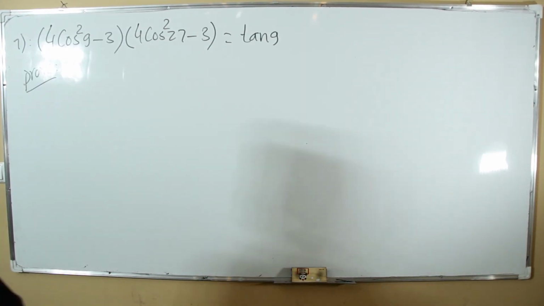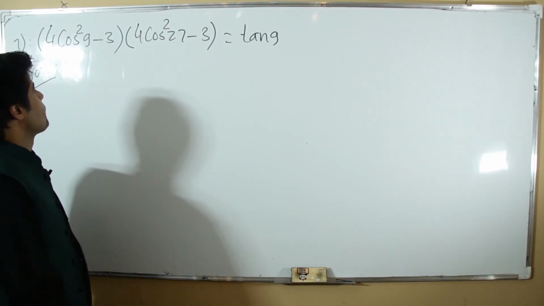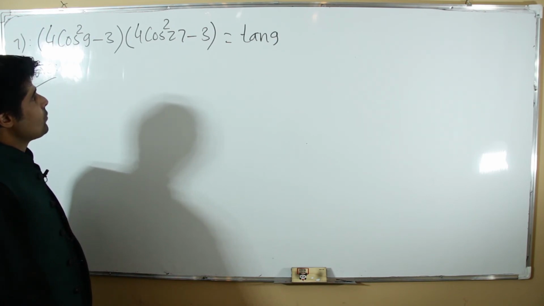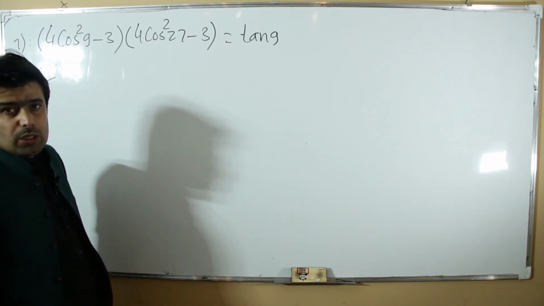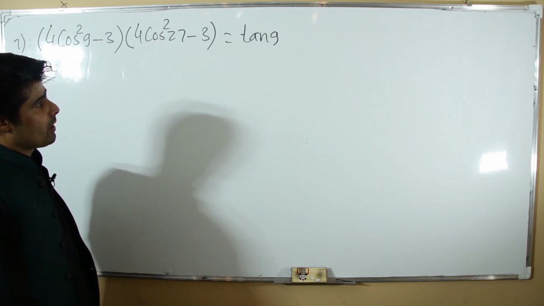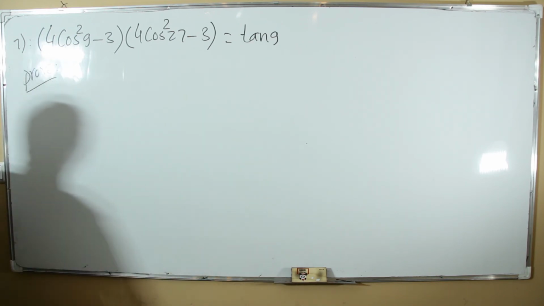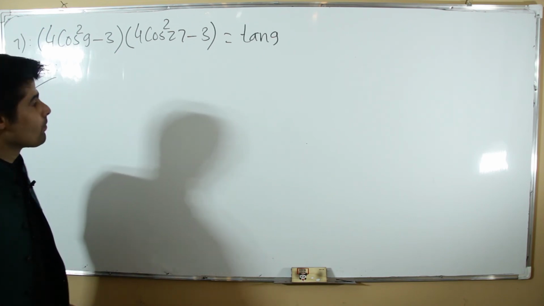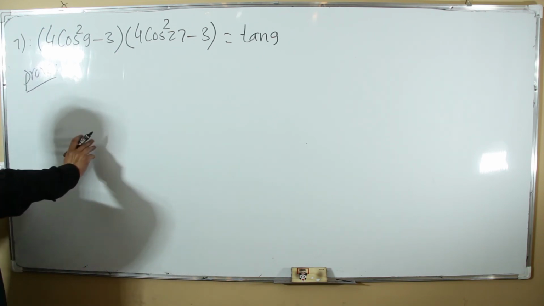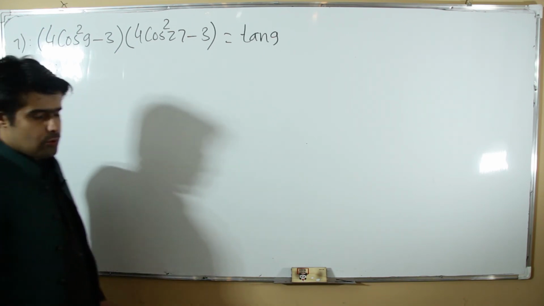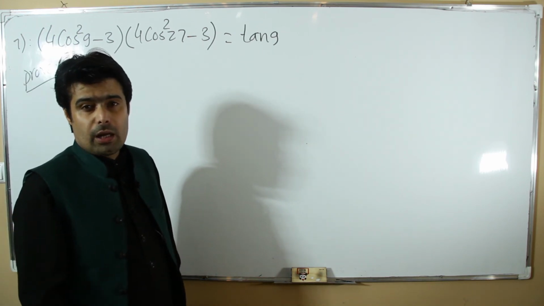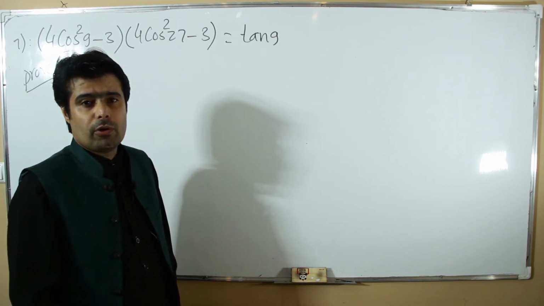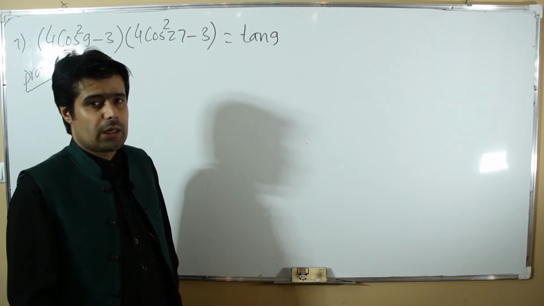Question number 7. 4 cosine square 9 minus 3 times 4 cosine square of 27 minus 3 should be equal to tangent of 9. Now you have to prove this one. The LHS should be the same as the RHS. By the way, it's very simple. One thing you have to know: if you have the numbers 4 and 3, it means it is the formula for cosine of 3x or sine of 3x.